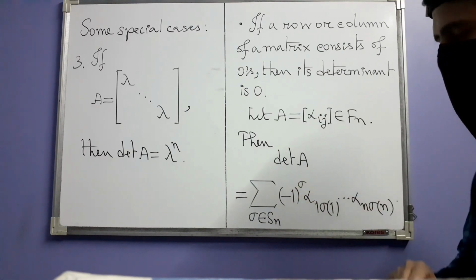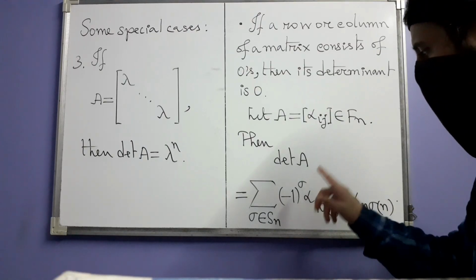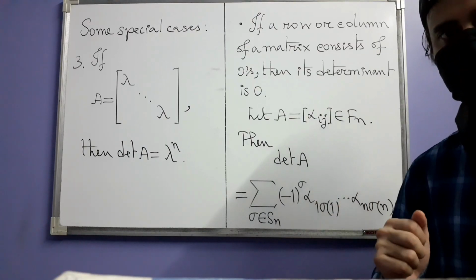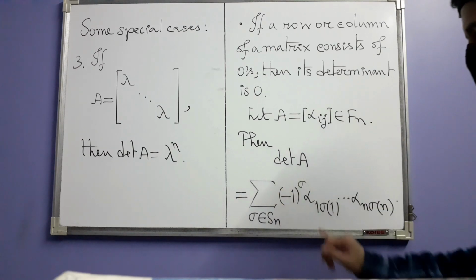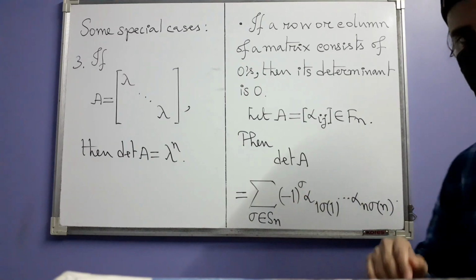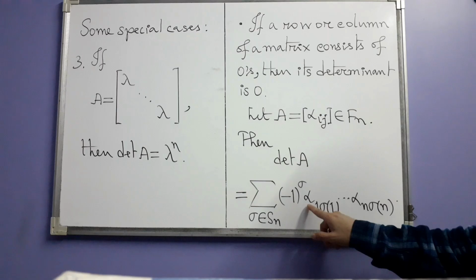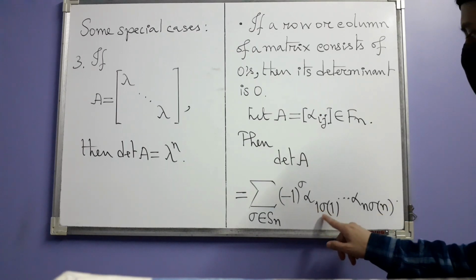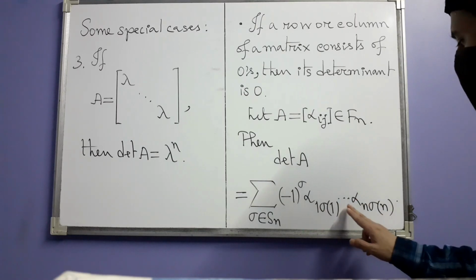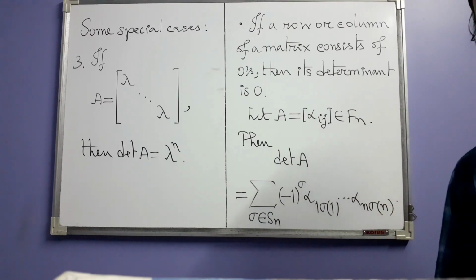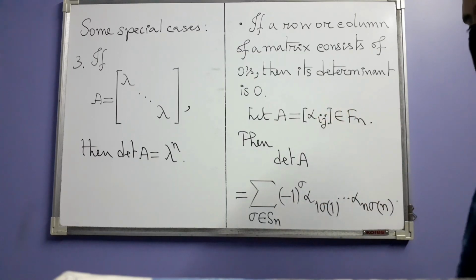This minus 1 to the power sigma is equal to plus 1 by definition if sigma is an even permutation, and minus 1 if sigma is an odd permutation. That is the meaning of this symbol. It is not literally the sigma power of minus 1, which anyway does not make any sense. And then we have these entries: alpha 1 sigma 1, alpha 2 sigma 2, where sigma 2 means sigma of 2, and so on, alpha n sigma of n. And alpha ij are of course the entries of A.